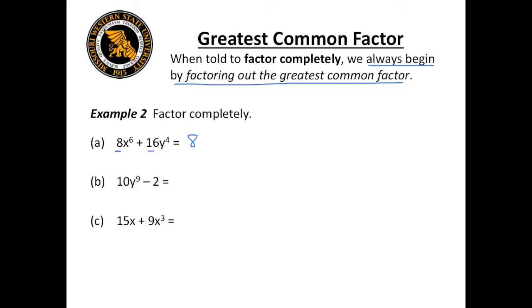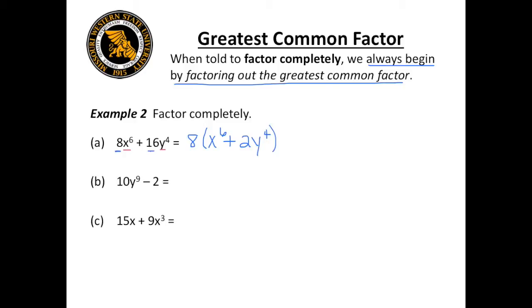Next, we look at the variable parts. In the first term, we have a factor of x to the sixth. In the second term, we have a factor of y to the fourth. Neither term has any common variable factor. Therefore, 8 is the only factor that we can divide out of each term. When we factor 8 out of each term, we're left with 1x to the sixth plus 2y to the fourth.